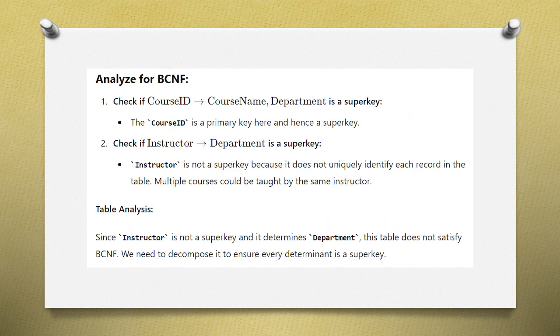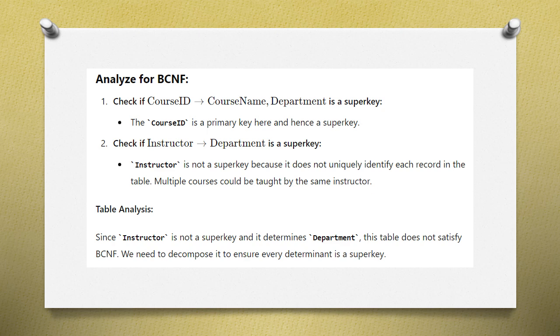Now what is the issue here? Try to check it out. The first equation, course ID to course name and department, right? Course ID is the primary key, so it is the super key, right? So here the determinant is a super key. This dependency is correct. Now the second functional dependency, instructor to department. Here instructor is not a super key. This is the issue. So we need to resolve this issue to convert this initial table into BCNF.